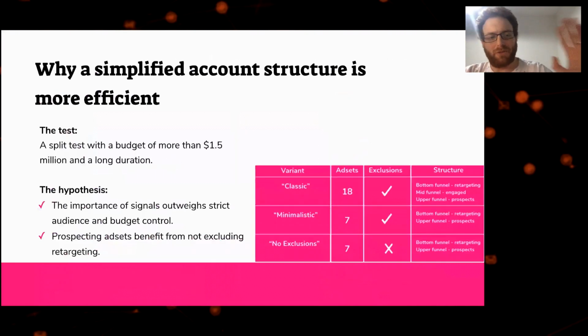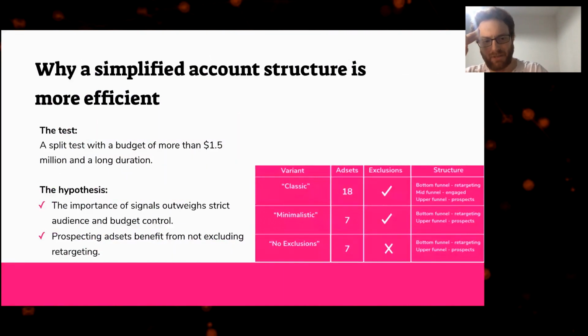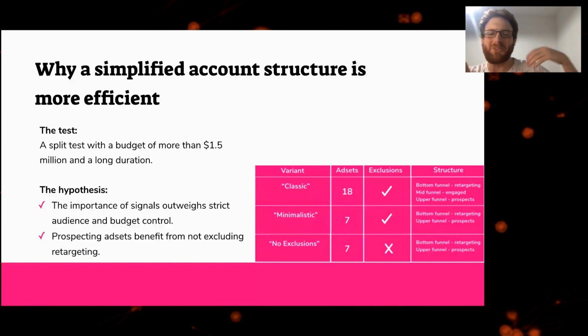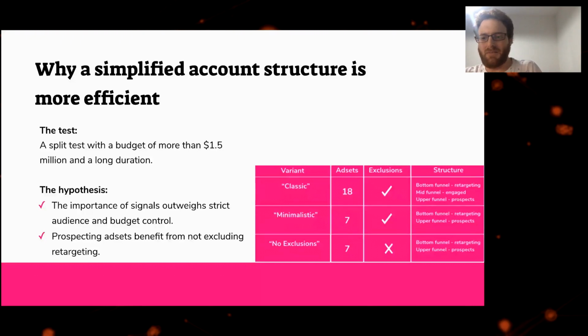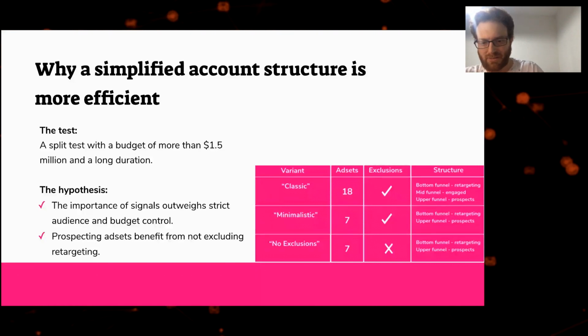So let's talk a bit about the test that we did. We actually went for a very robust test. It was big. We spent over $1.5 million, and it had a pretty long duration. And we decided to go with 3 variants. The first one was the classic variant, which was what we used to do in Mixtiles, how I started to work, my personal favorite account structure back in the day. It had 18 ad sets and 3 layers. The bottom funnel, which had retargeting and repeat, the mid funnel, which had engaged audiences and video views, and the upper funnel with prospecting, broad, lookalikes, and so on.